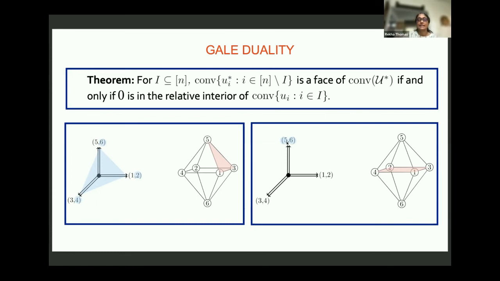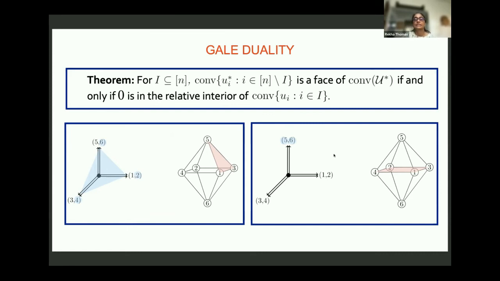So this is the Gale duality theorem. Written formally, it says if you pick an index set I from the set 1 through n, and if you convexify the vectors in U star given by n minus I, then this is a face of the convex hull of the U star configuration if and only if 0 is in the relative interior of the convex hull of the blue vectors that are indexed by I. Okay, so this is a bit technical. It doesn't matter if it's not fully clear, but hopefully the picture is clear.